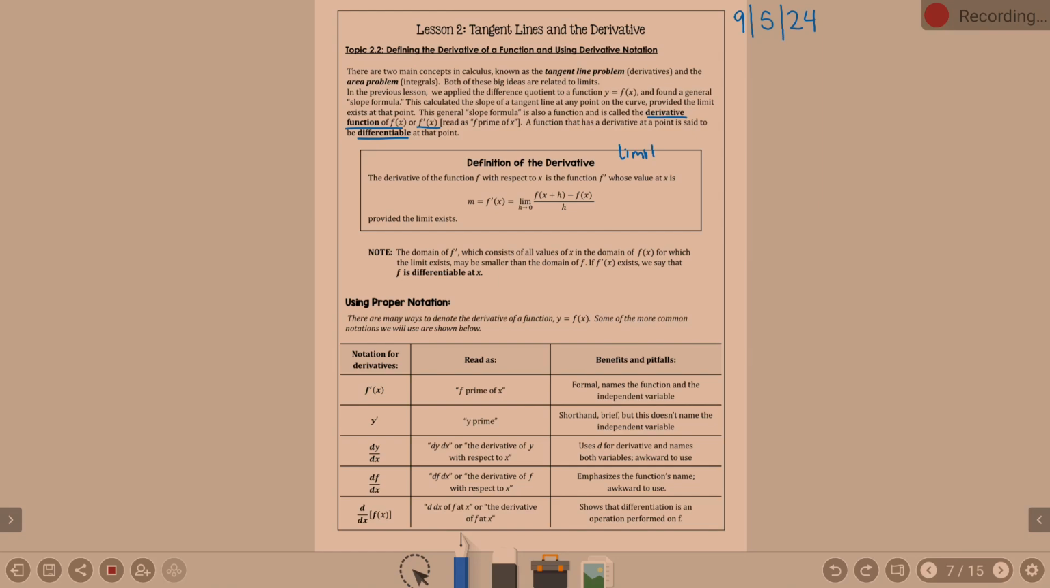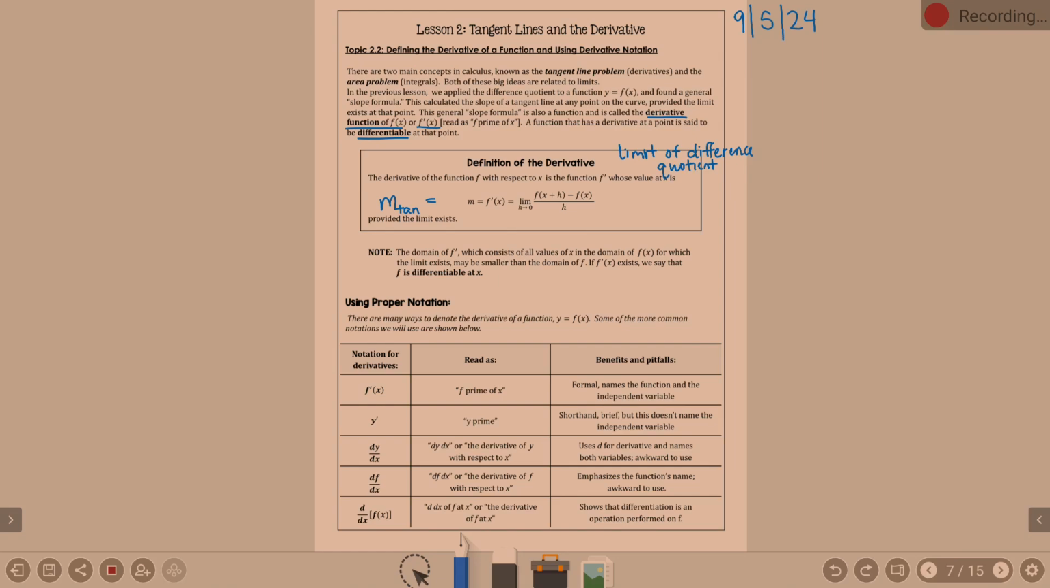So it is the limit of the difference quotient, and it is also finding slope. When we talk about slope, it's the slope of the tangent line. So just kind of all stuff to tie it together.